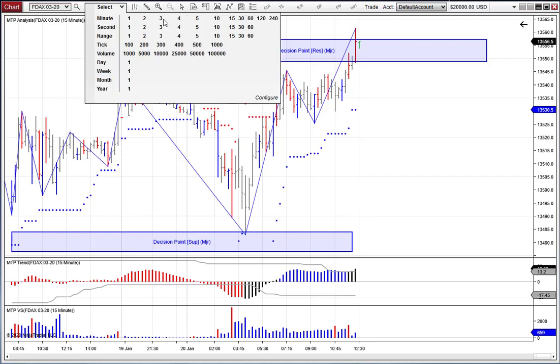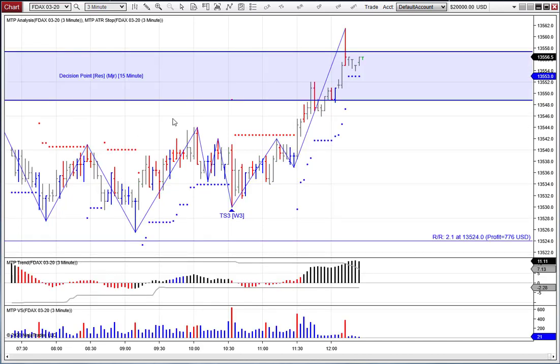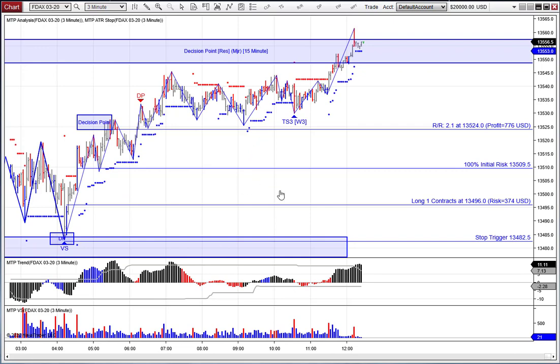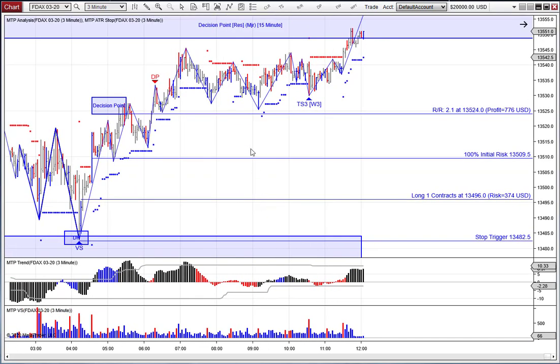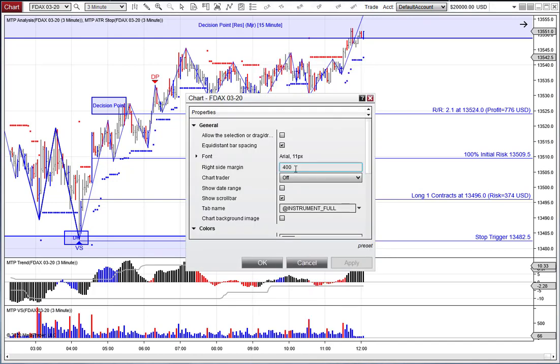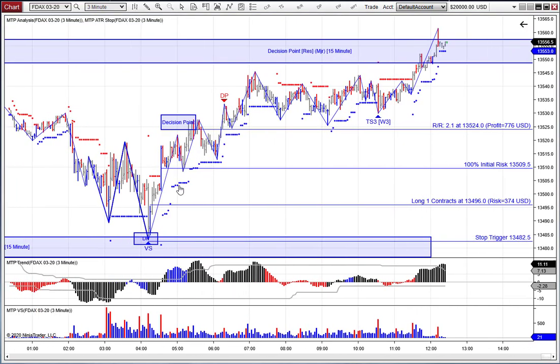So let's have a look and see what that turned out to be on our 3-minute chart. Just wait for this to recalculate. I'll just zoom out a bit so we get the whole of the chart on, and you can see this is what happened. Just take that white space off the side there again, just so we can get the whole of the chart in, and there we go. We can see what's going on a lot better now, can't we?